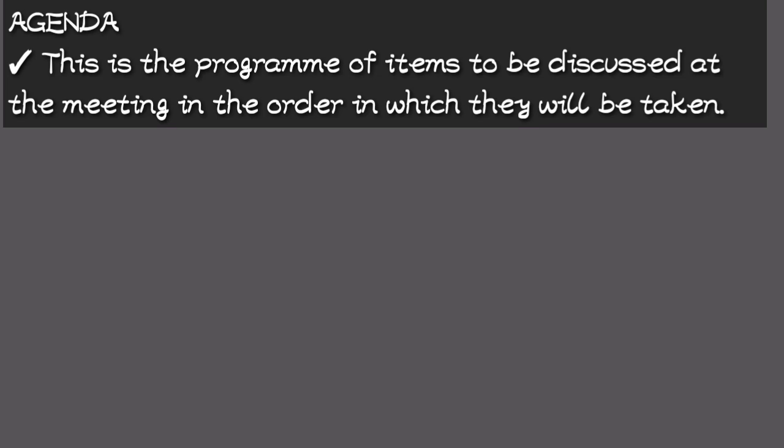So agenda, this is the program of items to be discussed at the meeting in the order in which they will be taken. Like the issues that will be discussed, then in their order. Like firstly, we shall start with the opening prayer, then we get a speech from this one, a speech from this one and that, any other business, stuff like that, then closing prayer. So it is like a program of the items to be discussed at the meeting in their order. Each item needs a heading and a number. The order in which special items are listed on the agenda is important. Urgent matters must be.